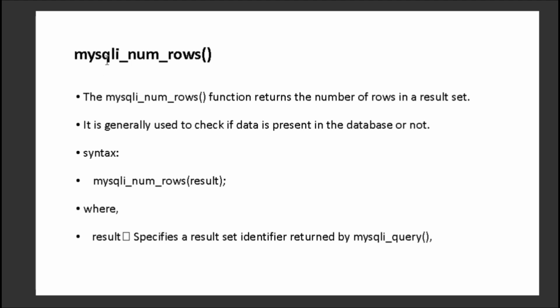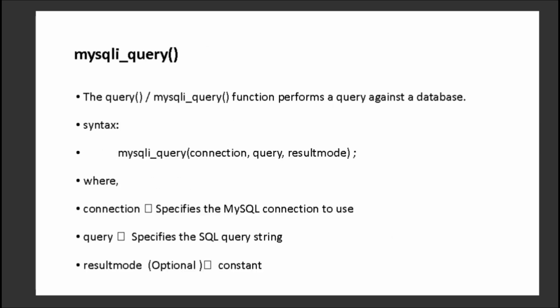The next query is mysqli_num_rows. The mysqli_num_rows function returns the number of rows in the result set. It is generally used to check whether data is present in the database or not. The syntax is, we have to give the result variable, where the result specifies the result set identifier returned by a MySQLi query.